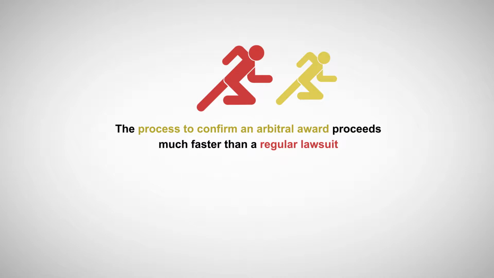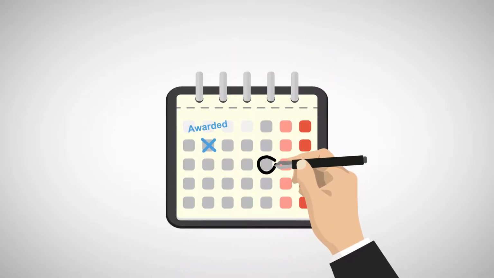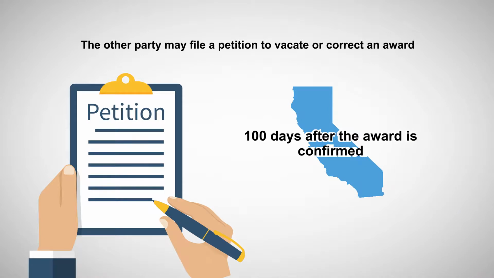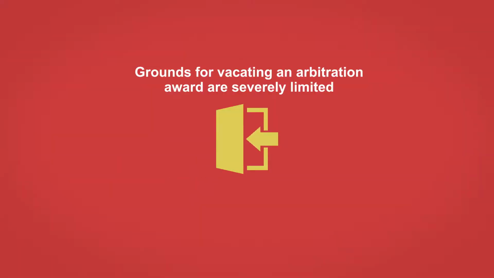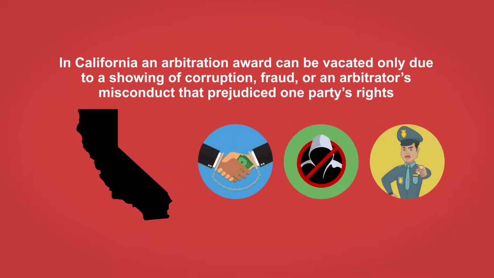The process to confirm an arbitral award proceeds much faster than a regular lawsuit. This speed and efficiency is demonstrated by the fact that a party seeking to confirm can do so as soon as 10 days after the arbitrator makes an award. The other party may file a petition to vacate or correct an award, though this must be done within a relatively short time after the award is confirmed, 100 days, for example, in California. Grounds for vacating an arbitration award are severely limited. In California, for example, an arbitration award can be vacated only due to a showing of corruption, fraud, or an arbitrator's misconduct that prejudiced one party's rights.